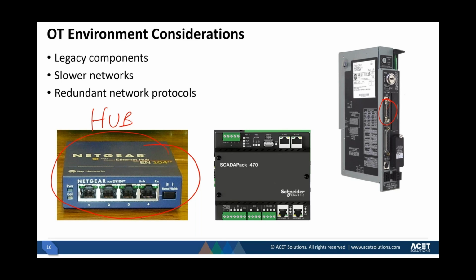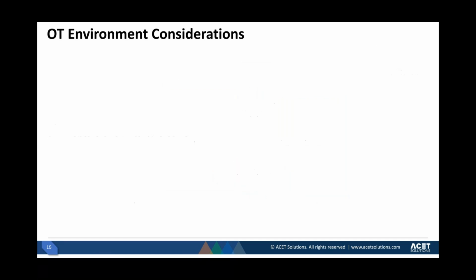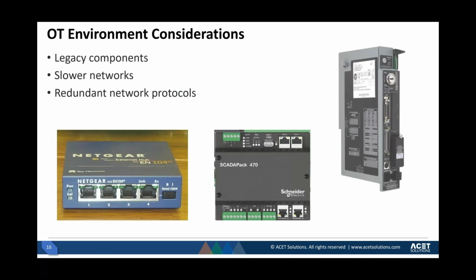But the hubs, they're not smart enough to figure out which device is connected to which port. There's no ARP table to figure out where each IP address is. These are dumb devices, but still used quite frequently. I have seen them in industrial control systems, especially at the lower level. You will see a lot of these hub type network devices, Ethernet hubs, or even Ethernet switches that are unmanaged switches with very limited functionality in terms of the switching. So legacy components, slower networks.